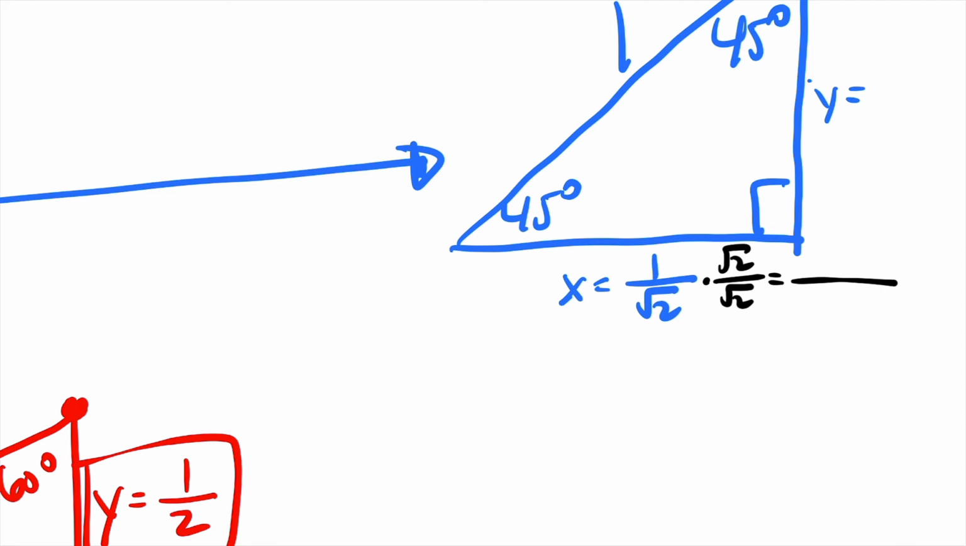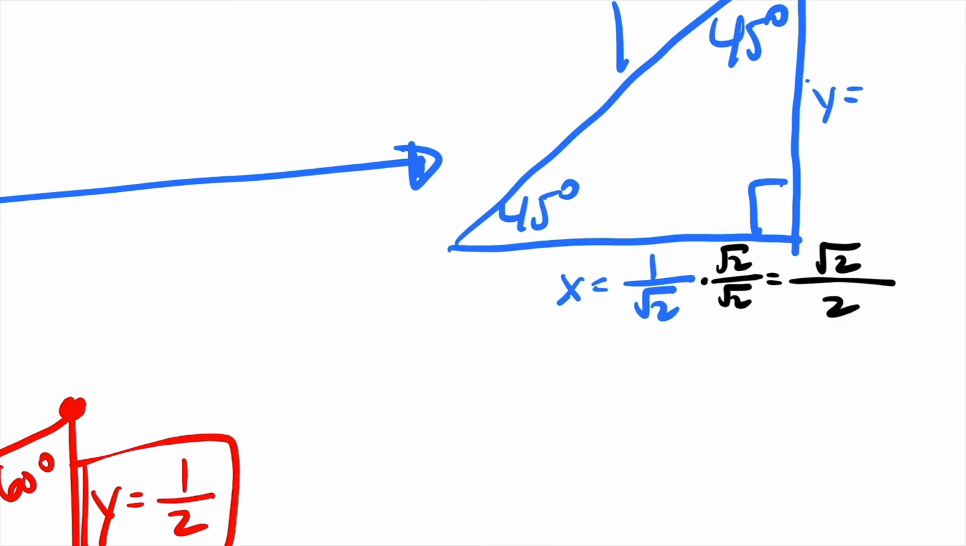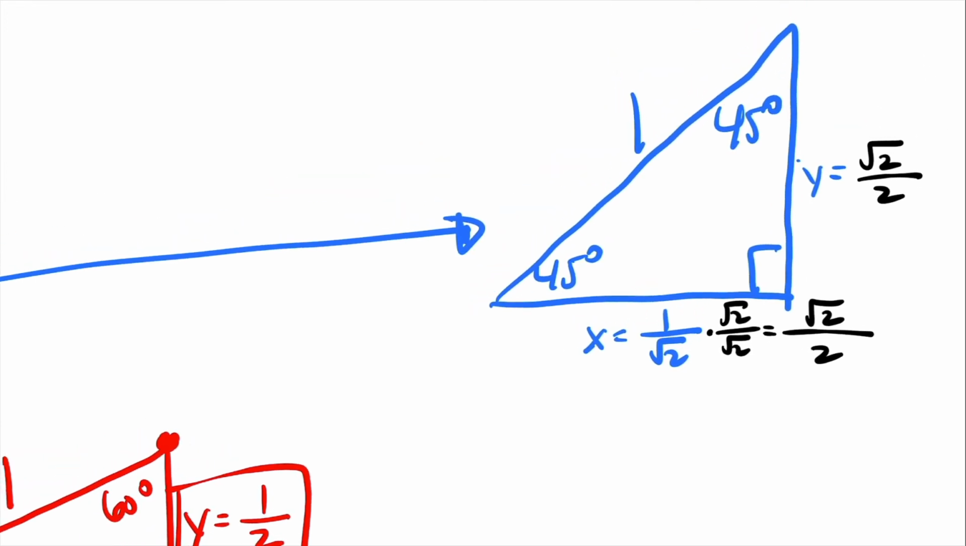So if I multiply the top, 1 times the square root of 2, the square root of 2 stays. What's the square root of 2 times the square root of 2? Regular 2, right? This guy is going to be exactly the same. No work needs to be done there because it's the 45, 45, 90.